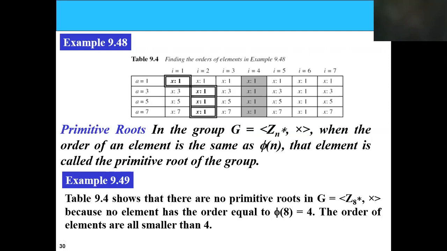A primitive element is the element whose order is the same as phi of n. Phi of n is basically the order of the group. If any element has order phi of n, then it will be a primitive root of the group. So, dear student, in Z8*, phi of 8 is 4. The orders of the elements are all smaller than 4, so there will be no primitive root in Z8*.